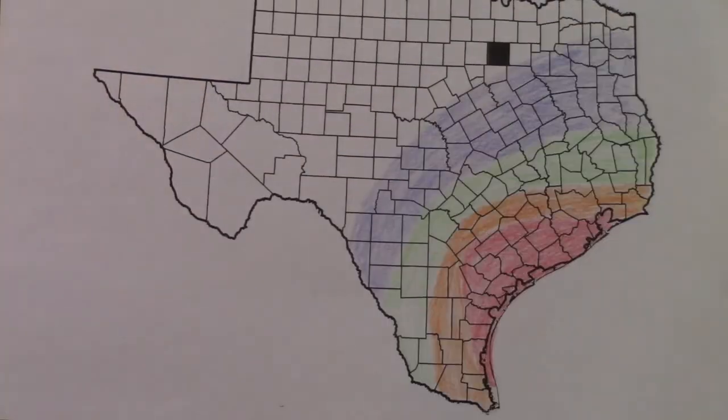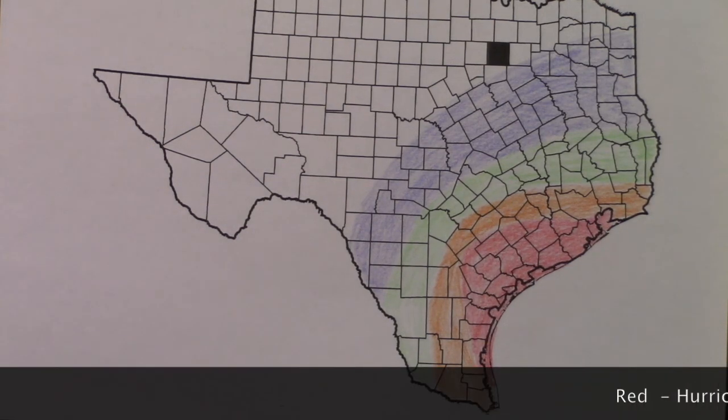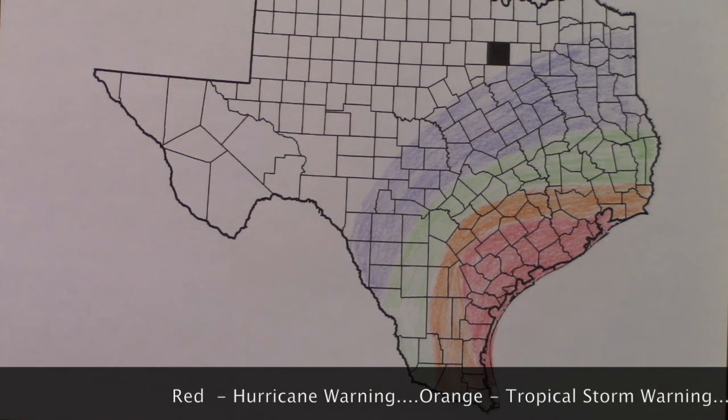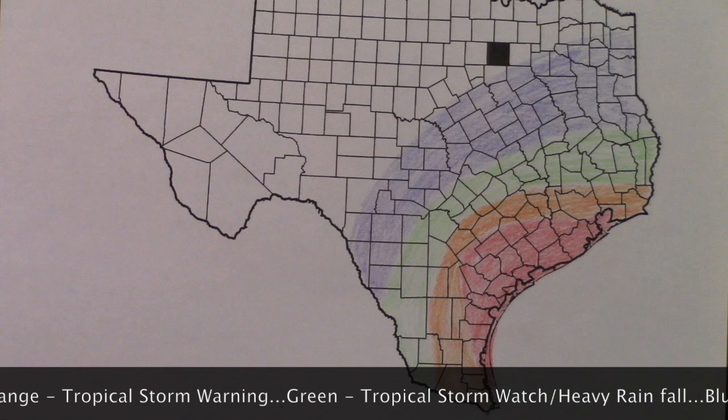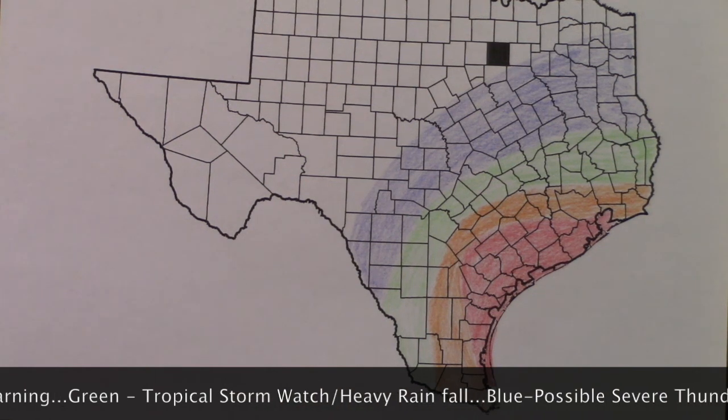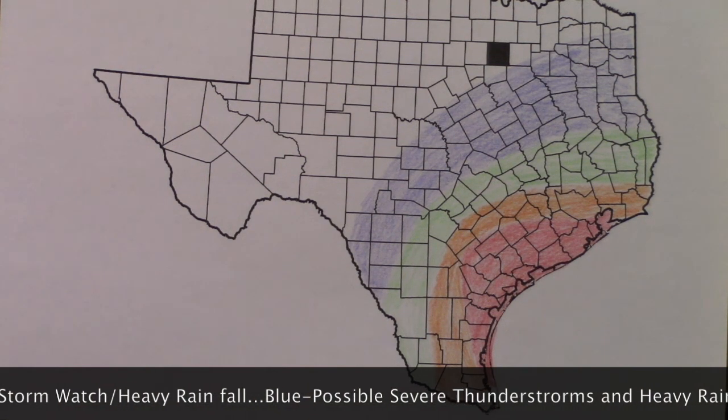Now, taking a look at this map, in red this is your hurricane warnings, colored in orange is going to be your tropical storm warnings, in green is going to be your tropical storm watch, and in blue just expect a lot of rainfall.